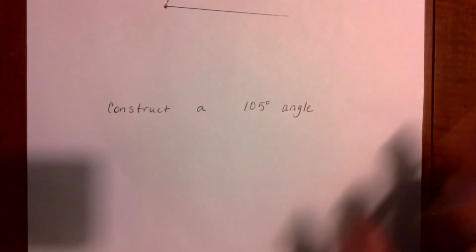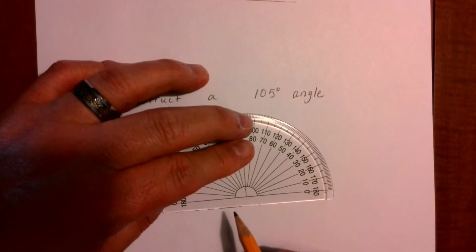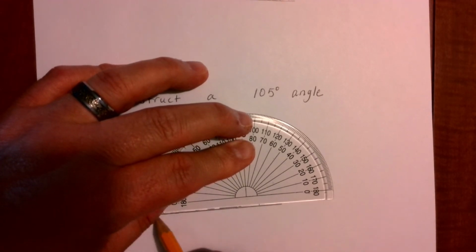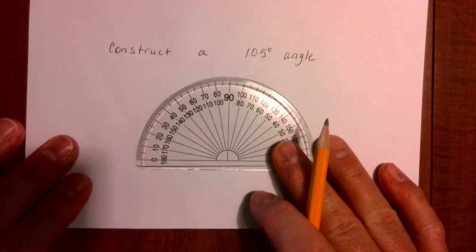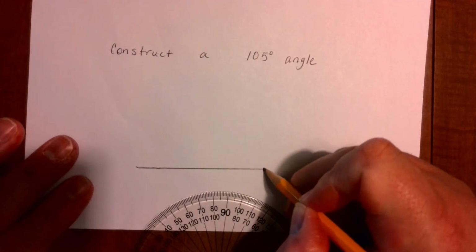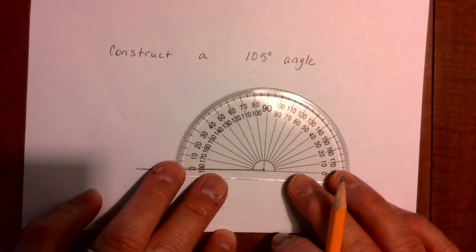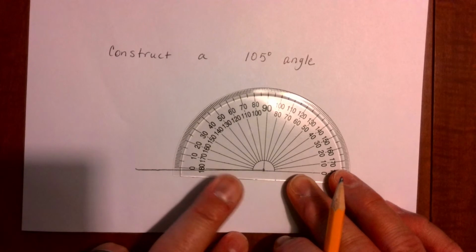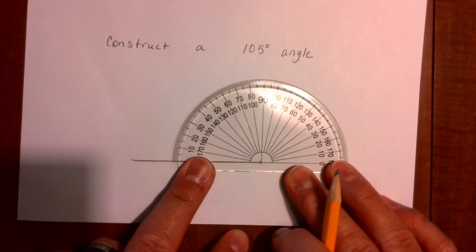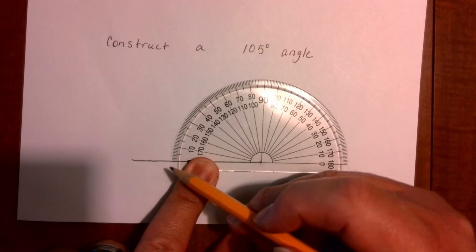obtuse angle? Same way. So I'm going to draw my base ray. And again, I want to make sure it extends beyond. And this time I'm going to put my vertex on this side. And I'm drawing a 105 degree angle. So again, that vertex goes right there. See, vertex is right there, out through 0.